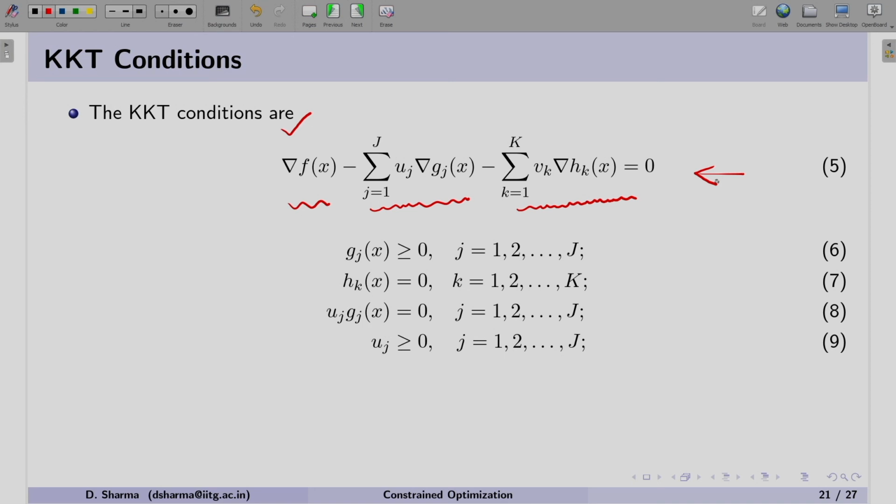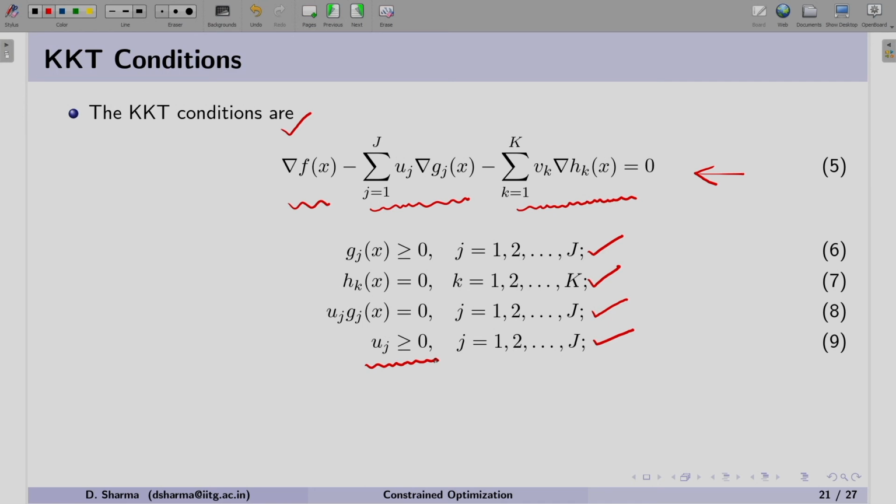Similarly, if we do the same thing, then equation number 6 is the original inequality constraint. Equation 7 is the original equality constraint. Equation 8 we get as uj gj equals 0. So, this condition we also got, and finally, all of the Lagrangian multipliers corresponding to the inequality constraints should either be greater than 0 or equal to 0.